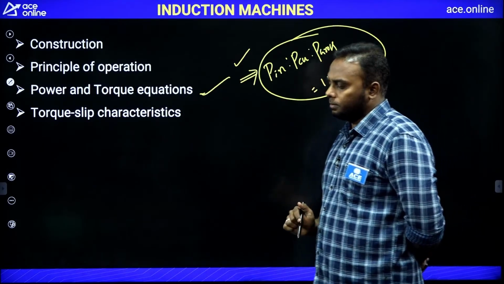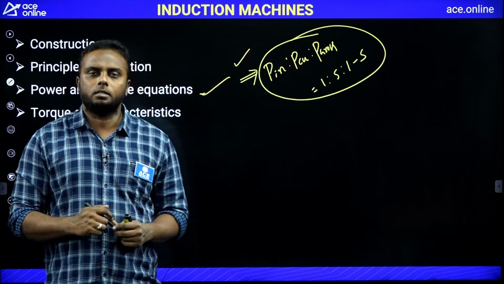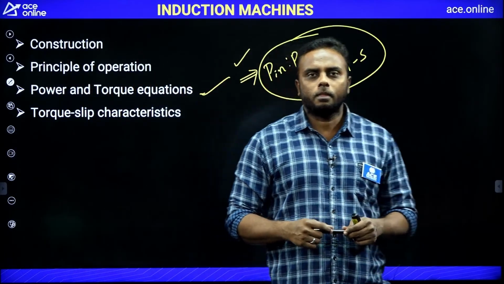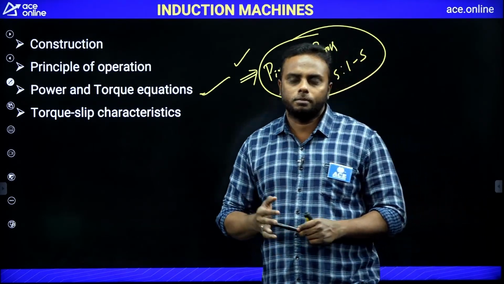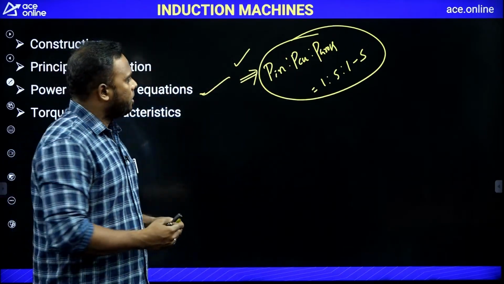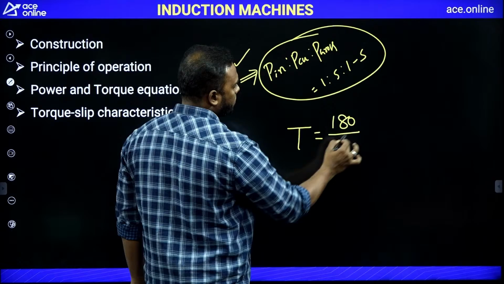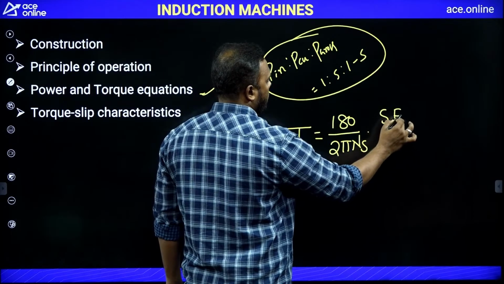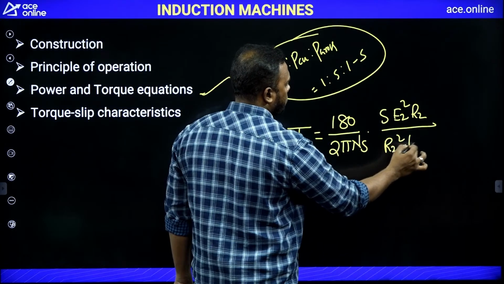And torque equations. The torque equation is very important to draw the torque slip characteristics also. Even those who don't know anything about the torque slip characteristics of the induction motor can still draw them if they know the torque equations well. What is the generalized torque equation at any slip of the motor? The torque at any slip of the motor is 180 by 2 pi Ns into S E2 square R2 by R2 square plus S X2 square.